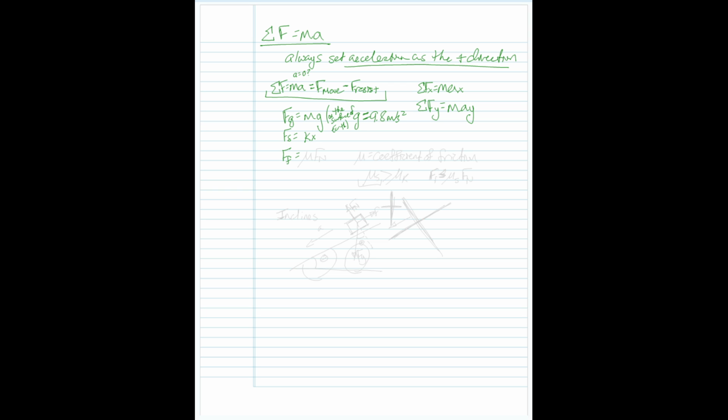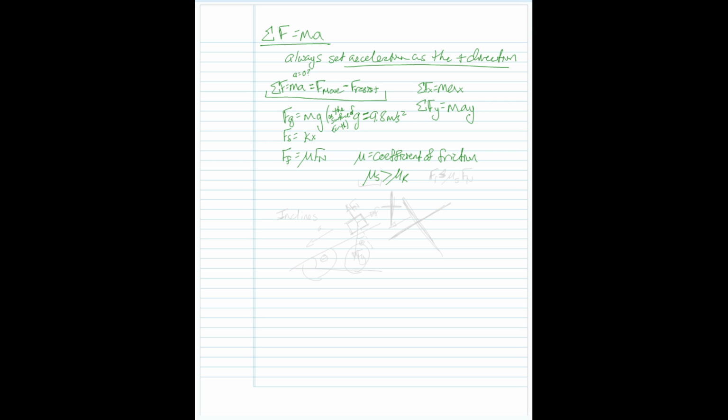And the force of friction, this is for sliding friction, is equal to mu times Fn. So we would need to find the normal force. Mu is the coefficient of friction. We could have a static friction, or we could have a kinetic friction. And the coefficient for static friction is always going to be greater than the coefficient for kinetic friction.